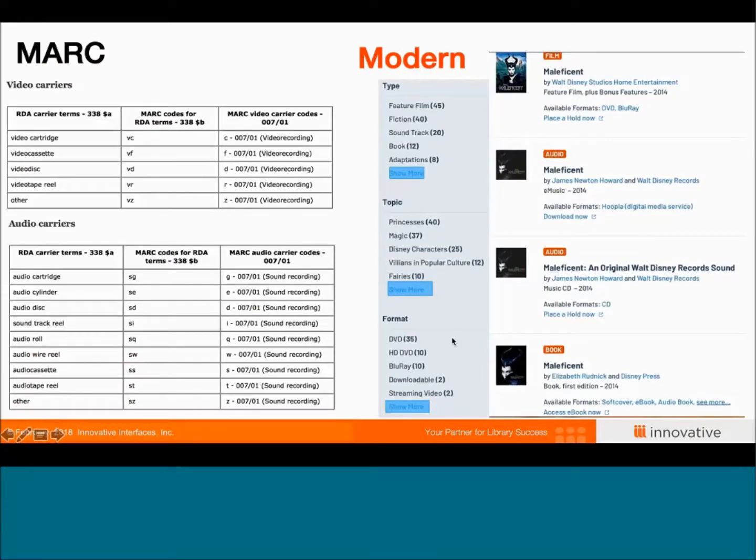Somebody asked about what will it look like in an Encore replacement. Well, here it is. So to illustrate these points, I want us to look no further than carrier type versus the forms and formats that our users want to see. On the left is the MARC vocabulary. On the right is an excerpt from our current process at III, the next generation discovery development.